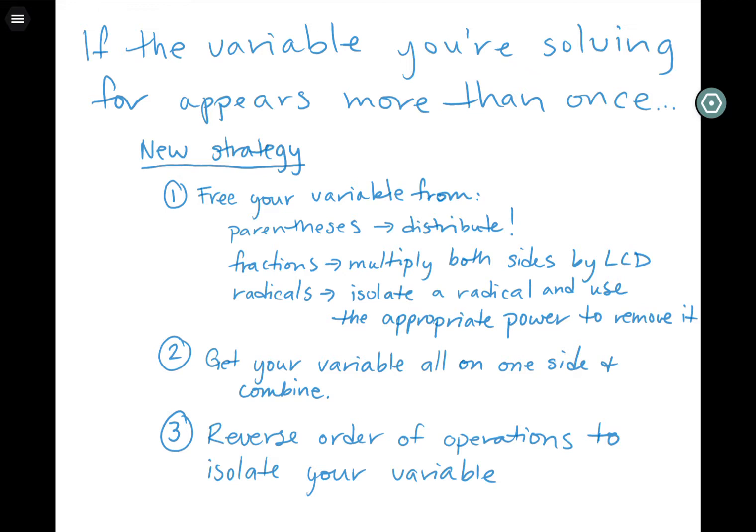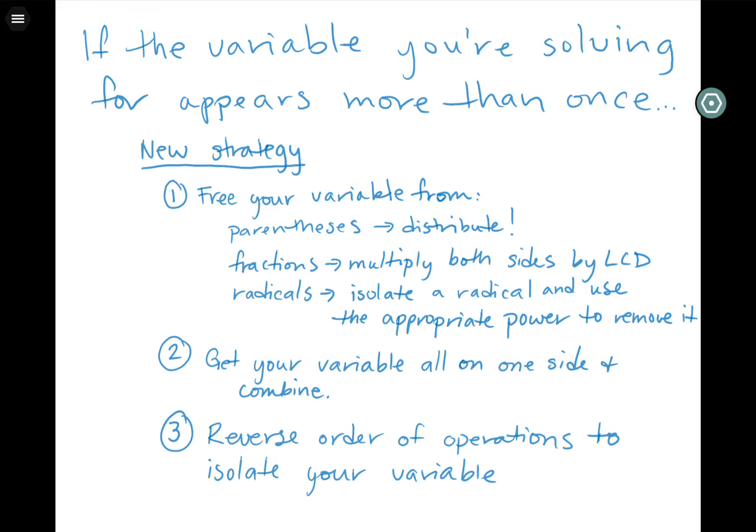And if your variable is trapped under a radical, we're going to try to isolate a radical and use the appropriate power to remove it. If there's only one radical, the isolating is really obvious. But if there's more than one, if there's a root x and a root x plus 1 both floating around, you just isolate either one of them and try to get rid of it. Then you might have to repeat the process to get rid of the other one, but that's still going to be your start.